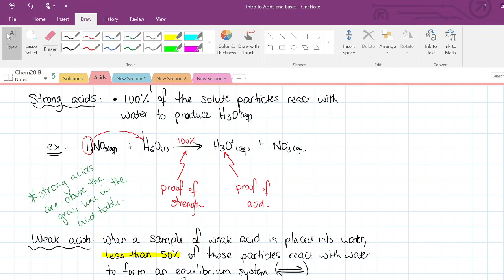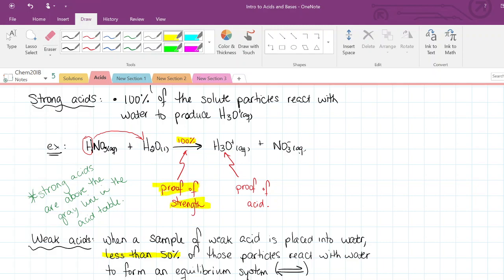The other thing is, because it is a strong acid, on top of this arrow, we now place 100%. You may see sometimes that people use greater than 99%. Greater than 99% and 100% are kind of used interchangeably depending on what class you're in. We'll just use 100%, but just be cognizant of the fact you might see greater than 99% as well. This 100% over top of the arrow, that's the proof that this is your strong acid.